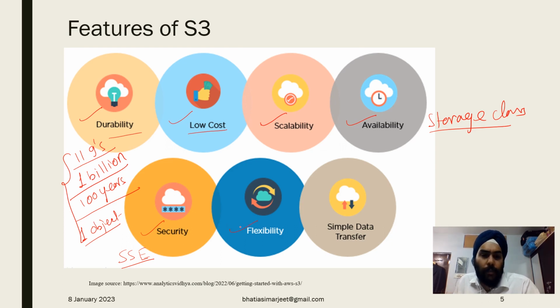Flexibility: that means if you are storing an object, you can delete an object in a very easy manner. So AWS provides very easy options so that you can store as well as delete the objects as per your demand. Then inbound data transfers and outbound data transfers are very simple. That is why this is a major competency of S3.